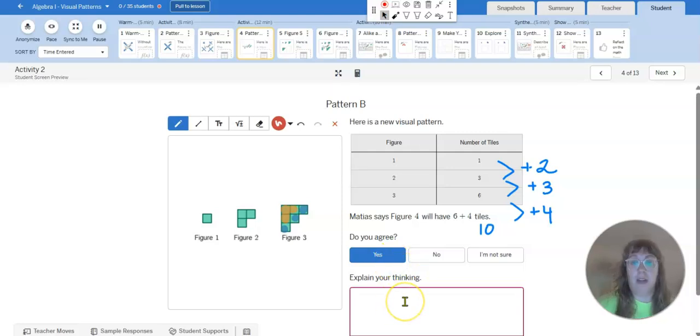And we can explain our thinking, putting that into a sentence, right? Matthias is correct because each time the number is increasing by 1. So the last time we added 3, so this next time we're going to add 4. And then we'll add 5, and then we'll add 6, etc. So make sure to explain your thinking in there as well. And when you're all set, push ahead to slide 5.